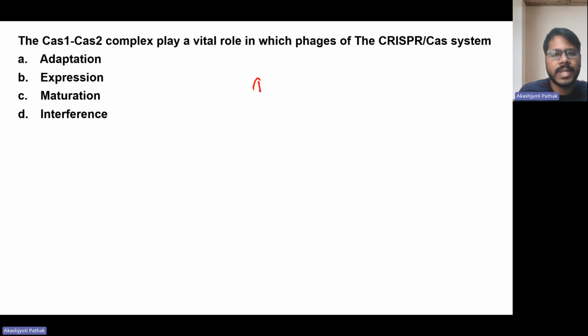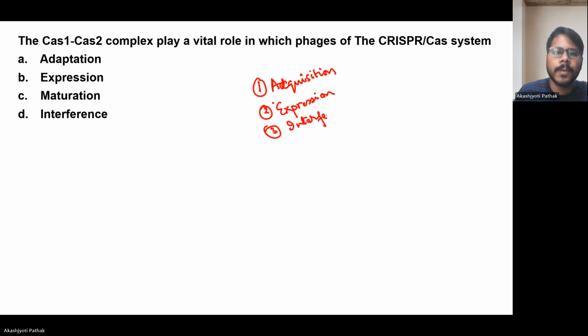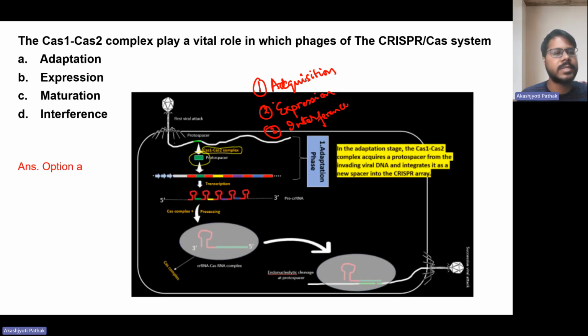There were three phases. First one is the acquisition, also called adaptation, second one is expression, and third one is interference. So the Cas1, Cas2 complex is involved in the acquisition phase of the CRISPR-Cas system, right? So the answer is option A. Adaptation is also called acquisition, so both are the same thing.